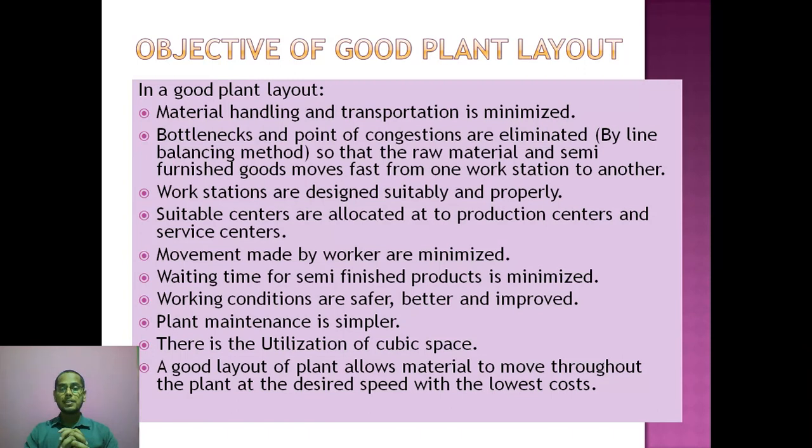Now, suitable centers are allocated as the production center and the services center. So we will have different centers for different things: for production we will have a separate center, and for service we will have a separate center. Then the work will be very easy. Like if we are converting the raw material into the final product in a particular building, and we are also repairing the damaged product in the same building, then obviously the time consumption and the process will be hazy. We will not get the efficiency that we really want.